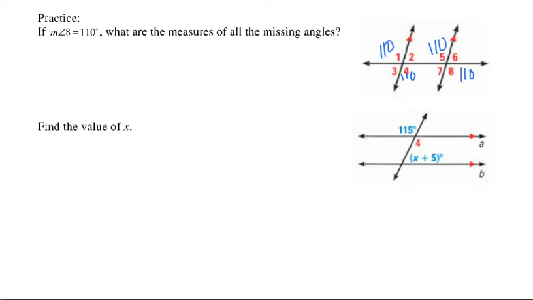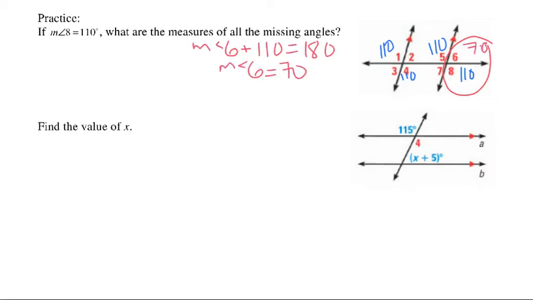If we use the same process as we did with 8, 5, 4, and 1, we know that 7 is a vertical angle with 6, so it's also 70 degrees. 7 and 3 are corresponding angles, so whatever 7 is, 3 is also the same, so it's also 70 degrees. 2 and 3 are vertical angles, so we know that 2 will be the same as 3, and that one is already 70, so 2 is also 70.